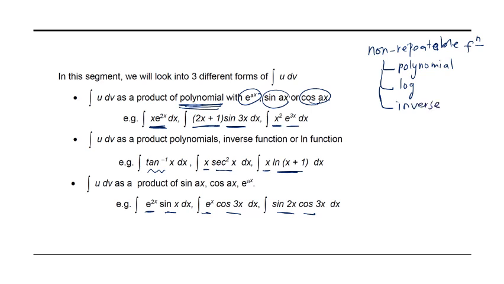Okay, we call that non-repeatable function. Kenapa kita call non-repeatable function? Okay, example x, polynomial adalah x. Okay, bila kita differentiate x, dapat 1. Okay, differentiate 1 dapat kosong. So dia tak repeat kan? So nama dia non-repeatable.